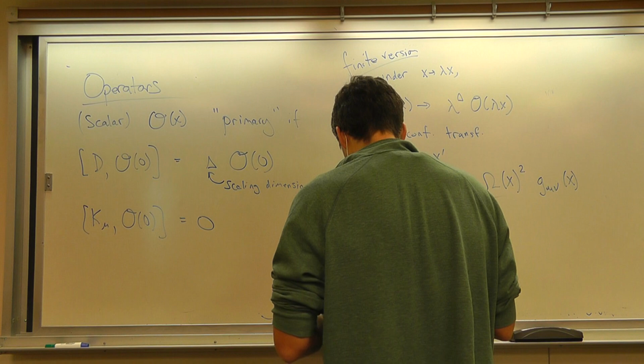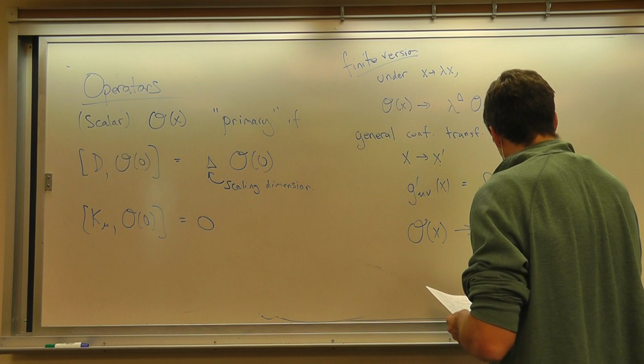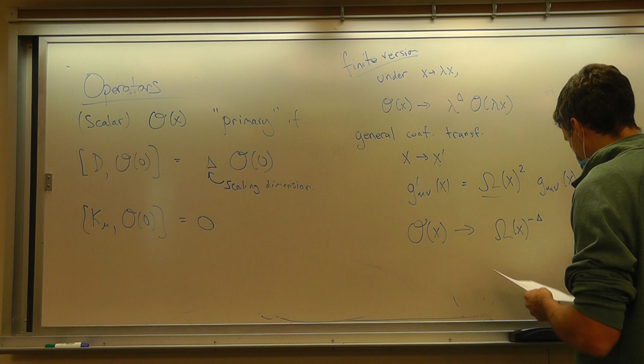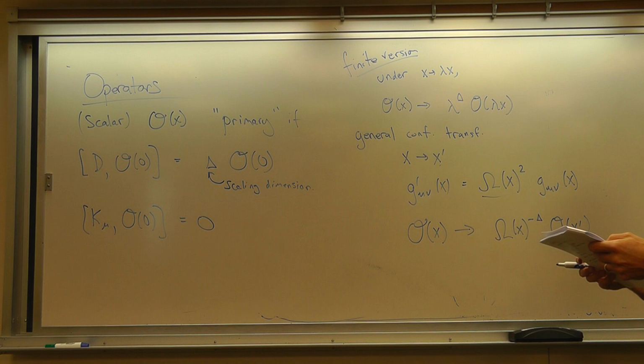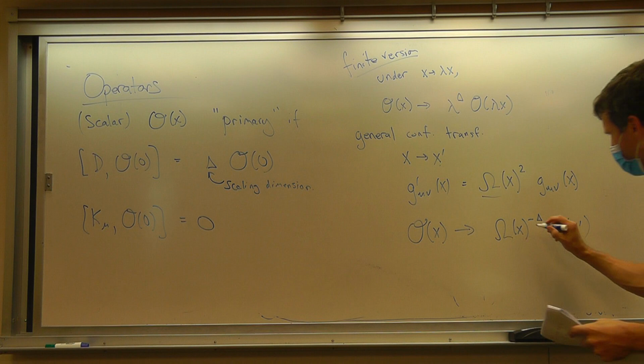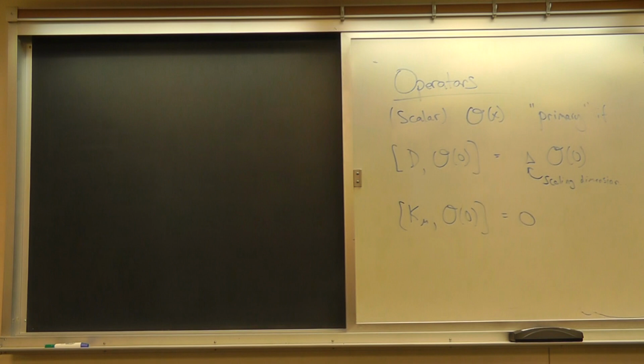And under this conformal transformation, O of x goes to omega of x to the minus delta O of x prime. I'm afraid I think I already messed up my primes. Honestly, the only way to get the primes is to plug it into the two-point function and make sure it makes sense.